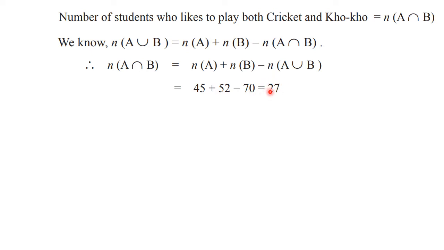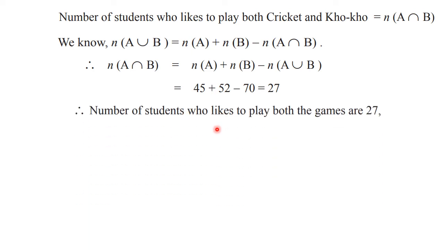Okay, so 27 means N of A intersection B. That is the number of students who like to play both cricket and Kho-Kho. So finally, you need to write down the answer as a statement, which you will write like this. Therefore, the number of students who like to play both the games is 27.